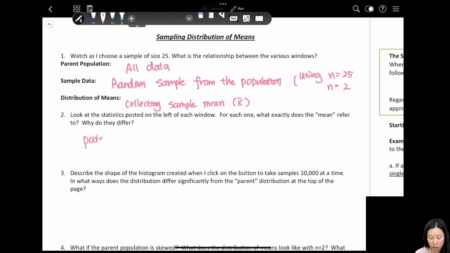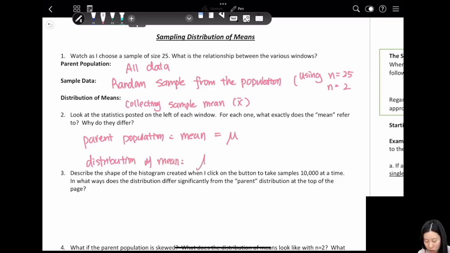We have our parent population, which is the entire data. From the parent population, we try to estimate the mean, which is the average. We use the symbol mu. And then for the sampling distribution mean, we use the symbol X bar with a small s subscript. That means the average of the sample means.